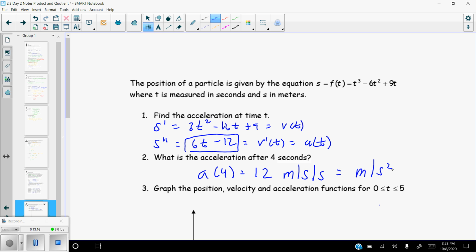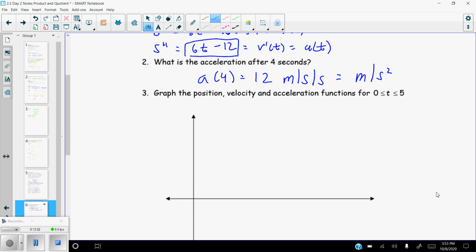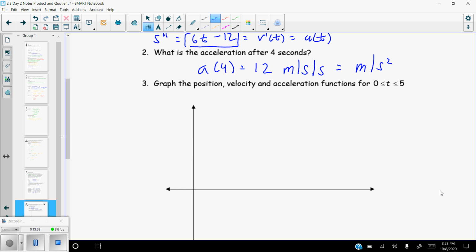All right, so we can actually take a look. I'm going to do my best to sketch this. We'll see how this goes. We'll kind of sketch what these graphs look like, and then we're going to talk a little bit about speed right at the end, and we'll be done. So let's go ahead and take a look at this. We want to graph the position, velocity, and acceleration functions from 0 to 5. So let's go ahead and mark 1, 2, 3, 4, 5.